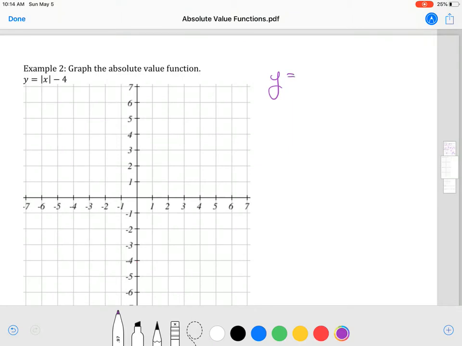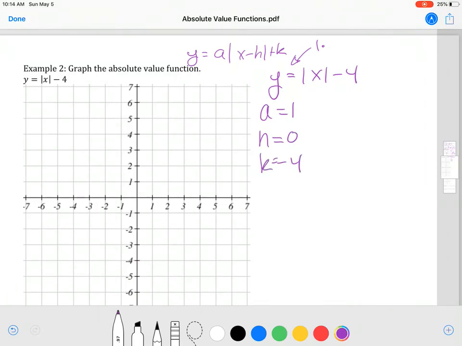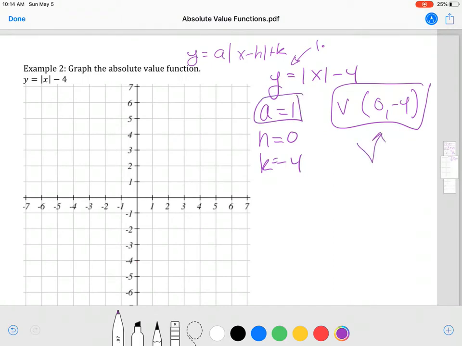I have y is equal to the absolute value of x minus 4. So a is 1. Even though we don't write it in there, I know it's a 1 times in front here. That's my a. Remember, here is my general form. So my number that's in front is 1. My h is 0, and my k is negative 4. So I know my vertex is going to be at (0, negative 4). And I know it's going to be facing up because my a is positive. So when I graph my V, it's going to be facing up.